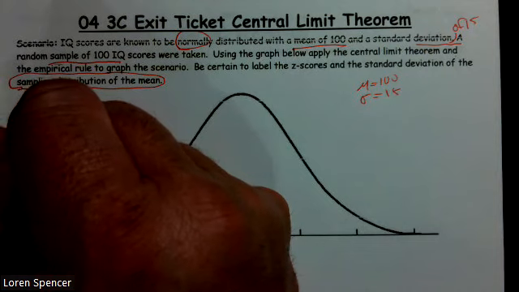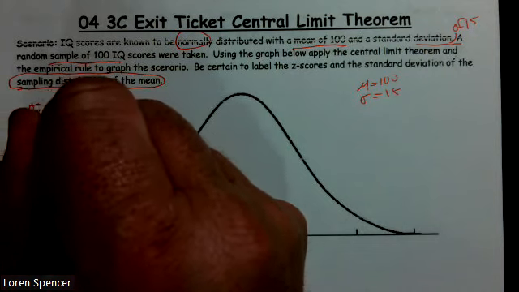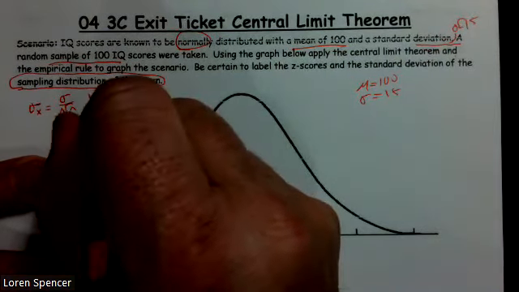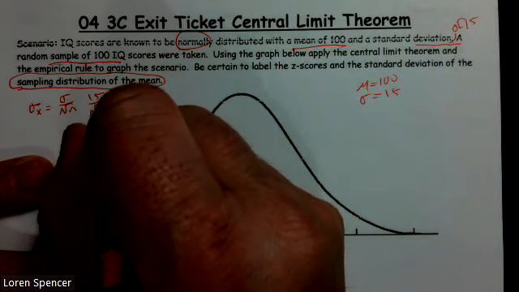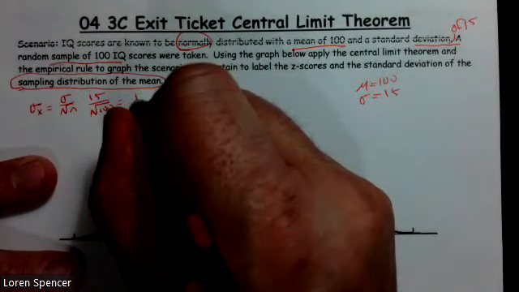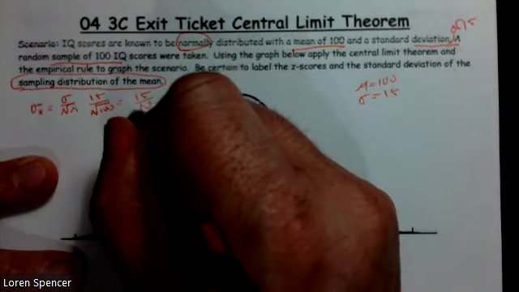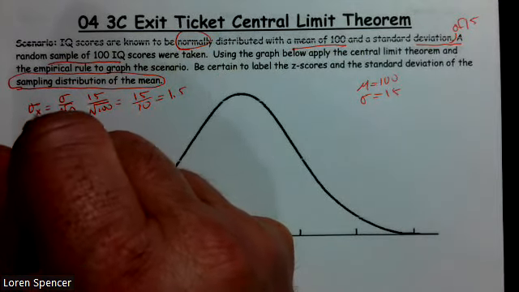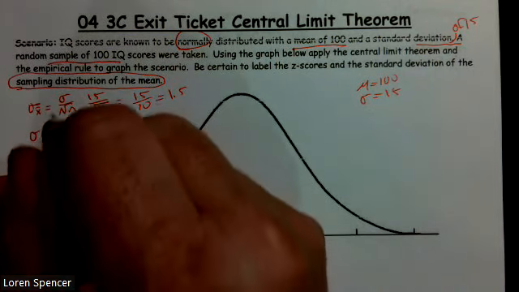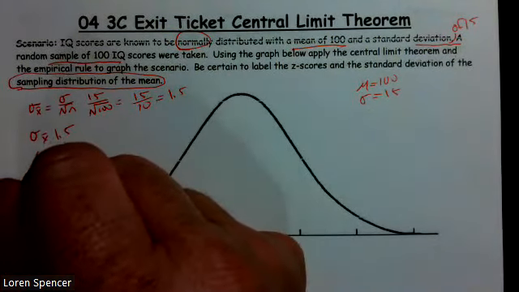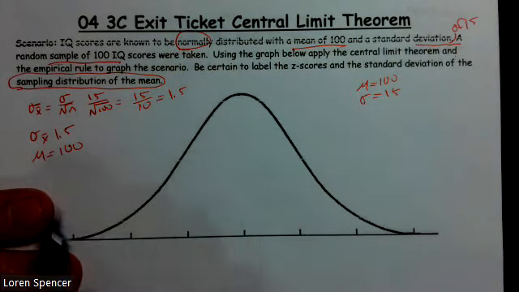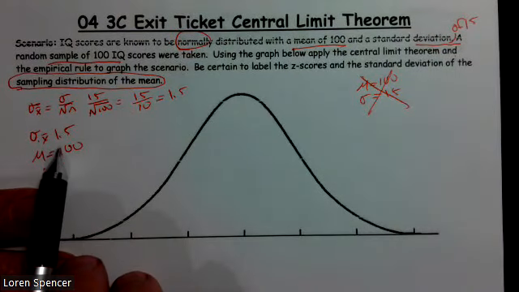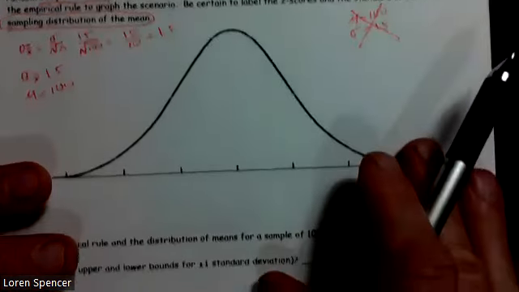Well, the standard deviation of that is the standard deviation of the population divided by the square root of n. So in this case, 15 divided by the square root of 100, so that's 15 over 10, which is 1.5. So the standard deviation of the mean is 1.5. But the mean is the mean is the mean. So we're going to be using this standard deviation and this mean for this situation. We're working with central limit theorem and the sampling distribution of the means.